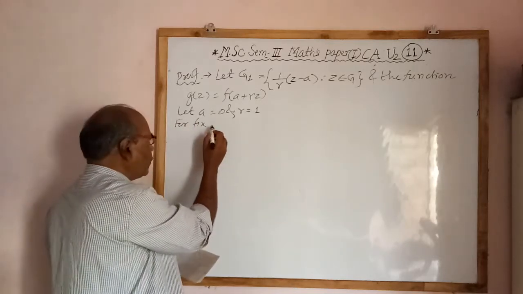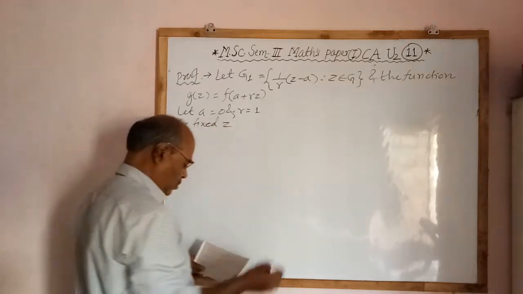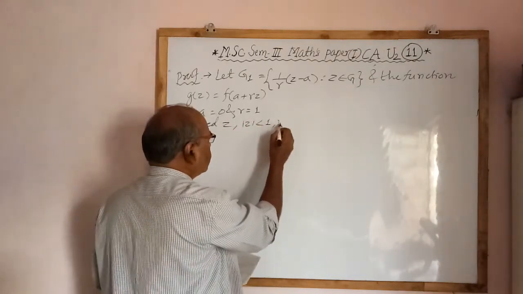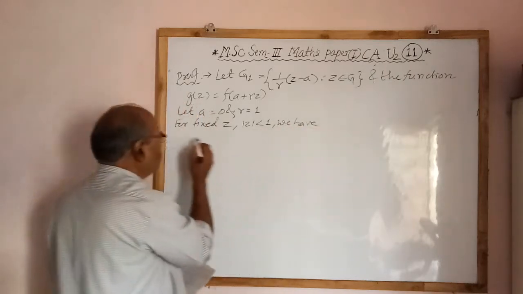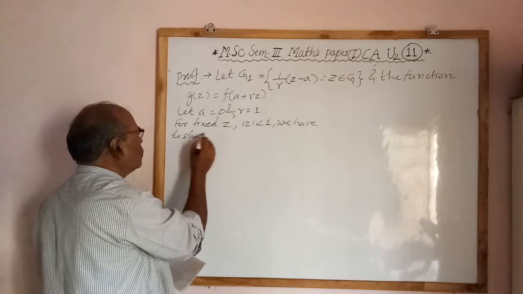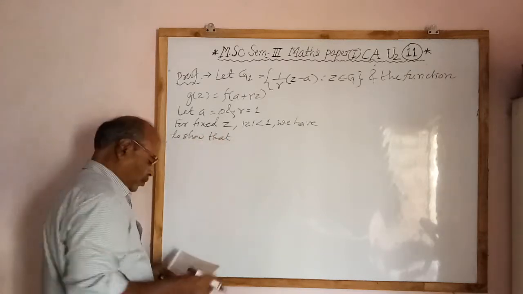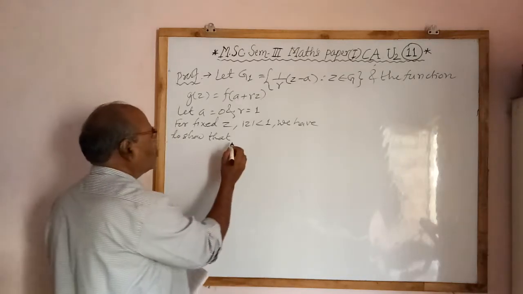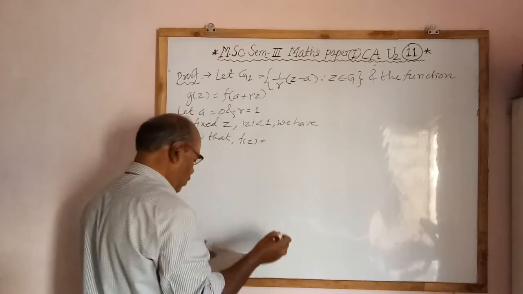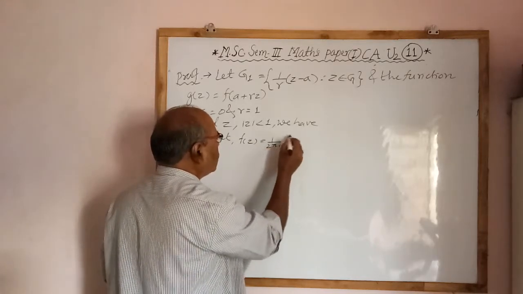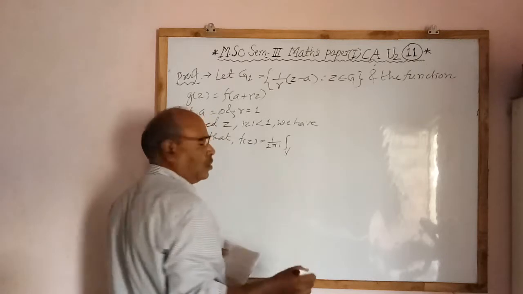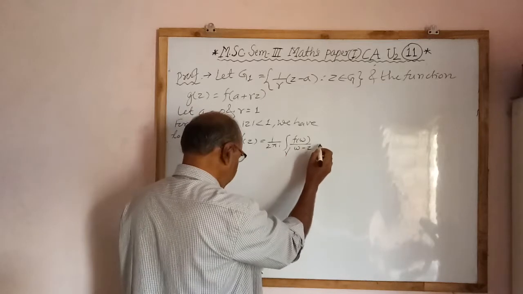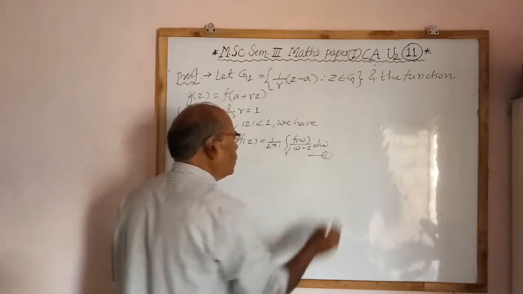For fixed z, mod of z less than 1, we have to show that f of z equal to 1 upon twice pi i integration over gamma of f of w divided by w minus z dw. Consider it as equation 1.